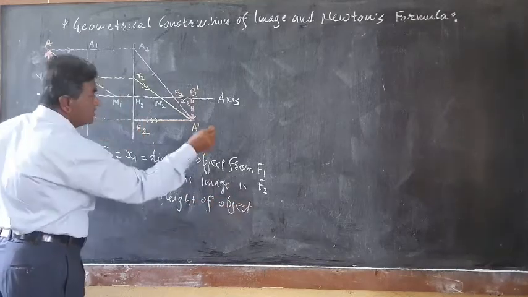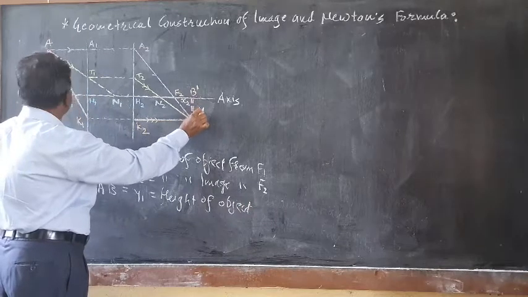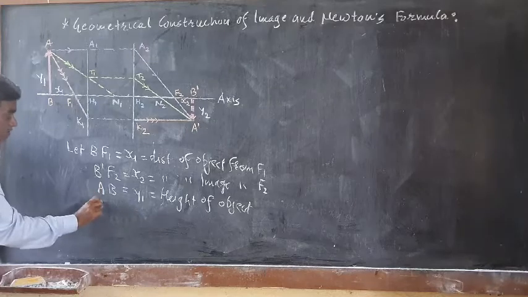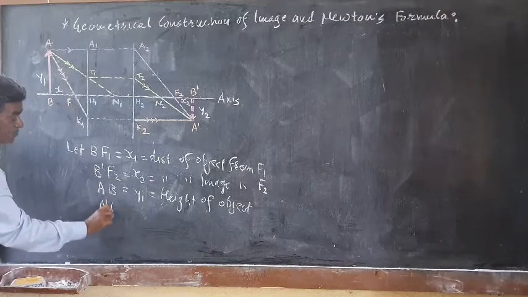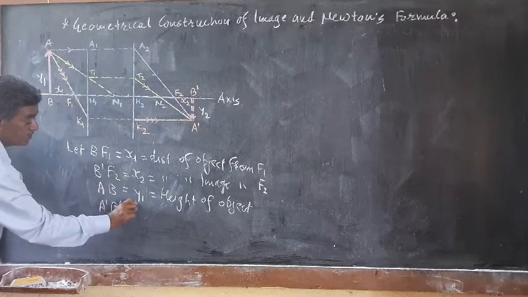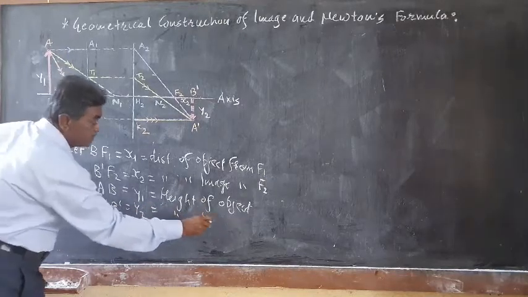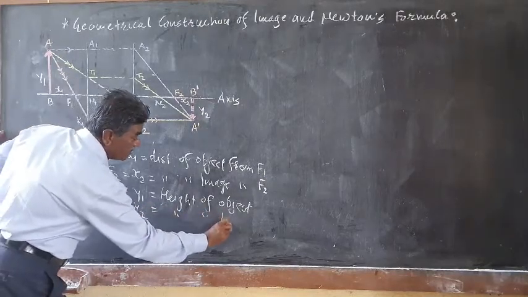Here, suppose this is y2. So y2 is nothing but a dash b dash. So a dash b dash will be the y2, and it is equal to the height of the image. Height of what here? The image.